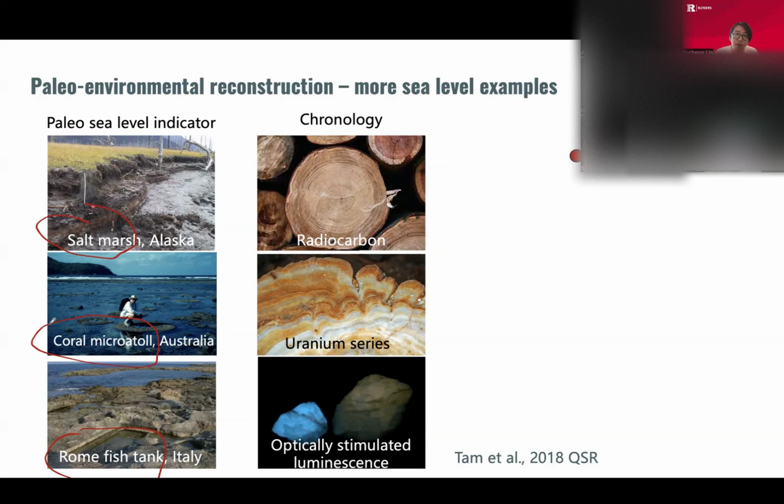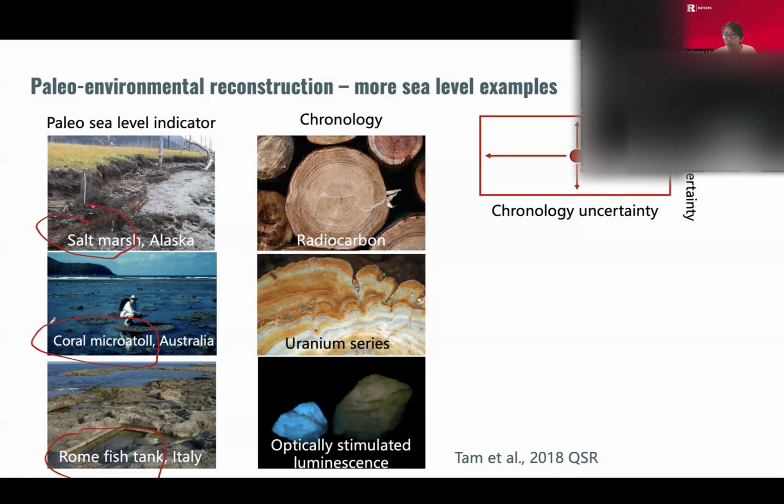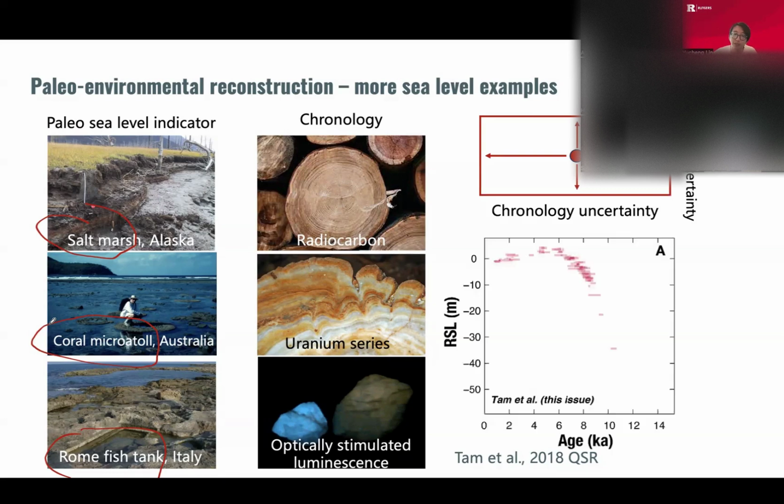So if we can reconstruct one sea level record, what do we have? We have a mean value. We have some chronology uncertainty expressed on the x-axis. We have some sea level reconstruction uncertainty on the y-axis, and we usually represent those as a box in our community. Here's an example by Tam et al. 2018. You can see that by reconstructing sea level in the past from a lot of records, you can understand how sea level changed in the past.